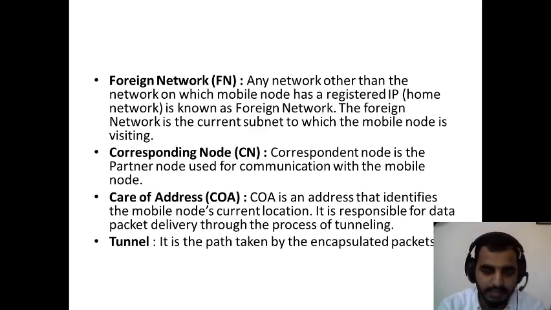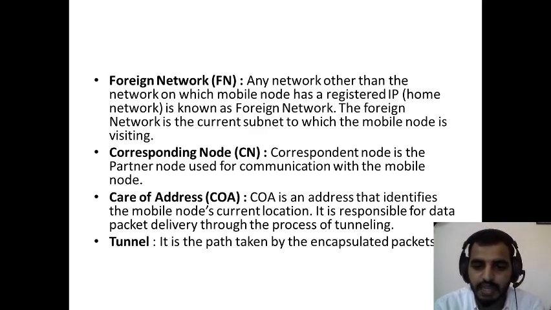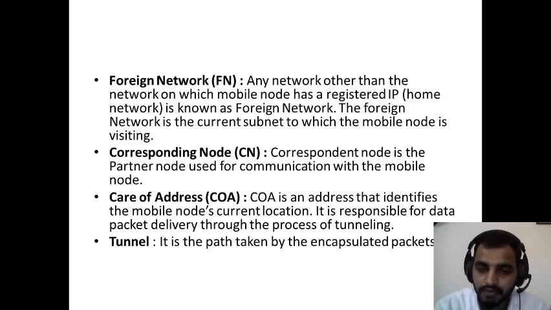Now what is the last thing? The last one is care of address. Like I have told you, the care of address is an address that identifies the mobile node's current location. It is responsible for data packet delivery through the process of tunneling. If you remember tunneling, it's good. If you have forgotten, please go back to the session where we discussed tunneling, then come back here so that you can understand it better.